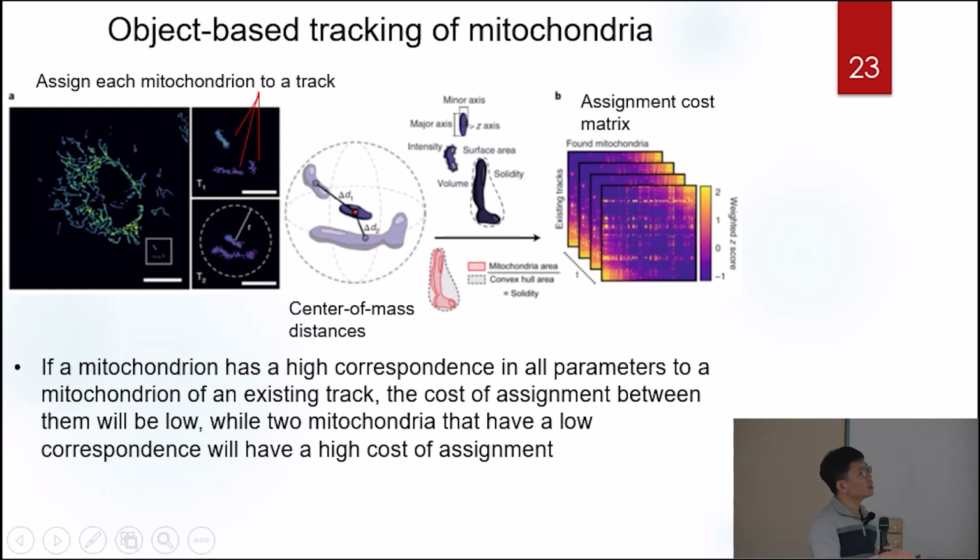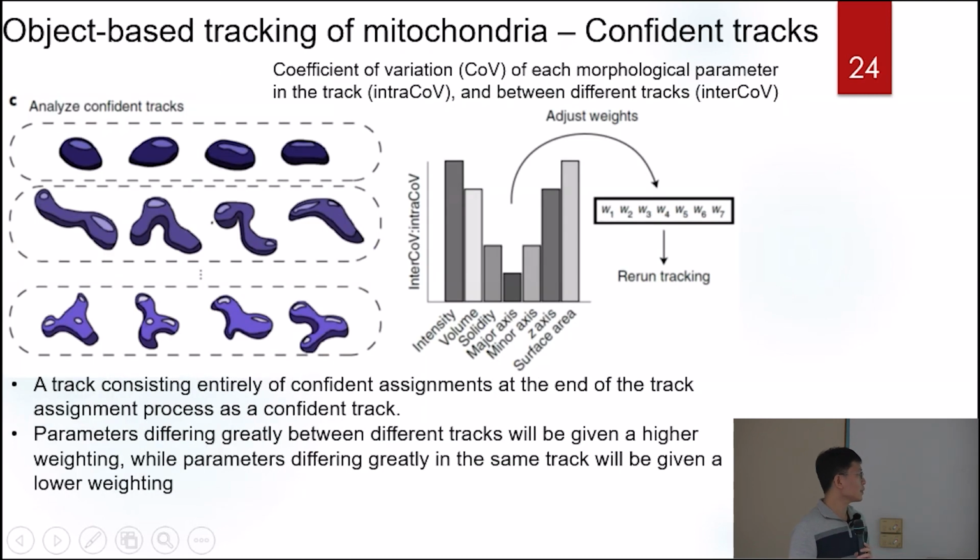After collecting this assignment cost, how do they know the confidence of assignment? They will run the algorithm and try to find the lowest cost of assignment. So they will say, this is a confident assignment. If two frames have similar parameters, they are okay, so this is low cost. If they are very different, it's high cost, and they will try to lower the cost of assignment. And then they can start to track. If they track the mitochondria and know the entire tracking of the mitochondria, and all of them are confident assignments, they will say this is a confident track.